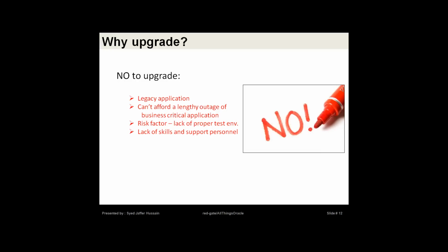And then the risk factor. Most organizations may be lacking a proper testing environment. As we all know, before we go with any new version, it is highly important that you do your testing properly before you take it to production. You go with the testing, you go with SIT, UAT, and then pre-production, all the stuff. Most companies may have it, but some companies lack a proper testing environment.